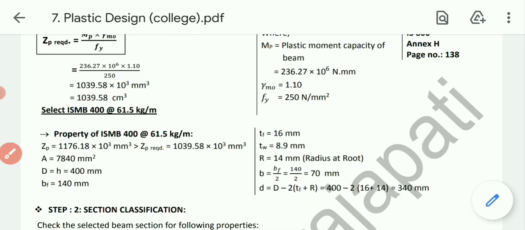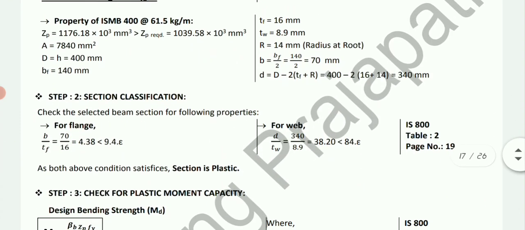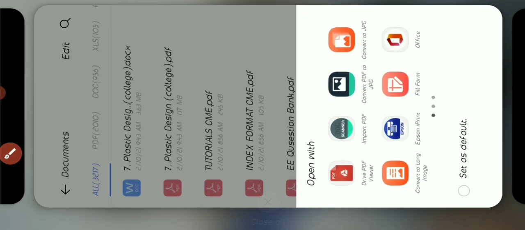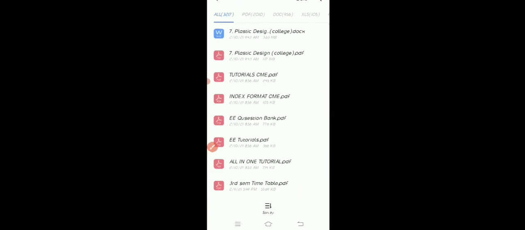Now let's check these conditions along with the IS 800 code. First, section classification. As we are doing plastic design, we need to make sure that the section we have selected must be plastic. For that we need to go to table number 2, page number 19. Let me show you the condition in the code.